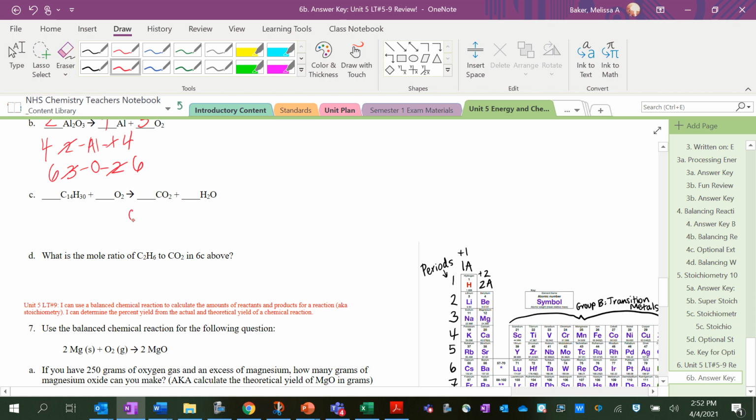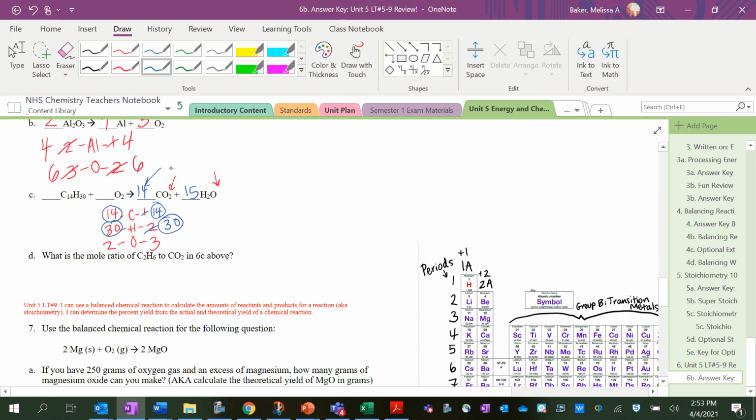Letter C, we want to use the CHO method. C's, then H's, then O's. 14 carbons on the left, only 1 on the right. 30 hydrogens on the left, only 2 on the right. 2 oxygens on the left, and 2 plus 1, 3 on the right. Okay, let's put a 14 in front of the carbon and a 15 in front of the H2O, so that our carbons and our hydrogens are all balanced.